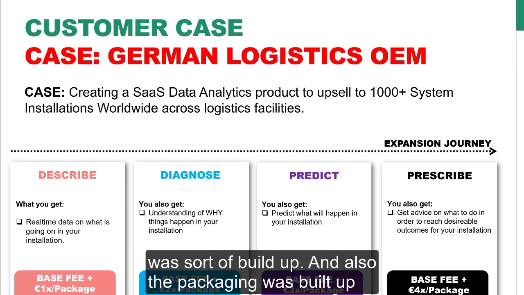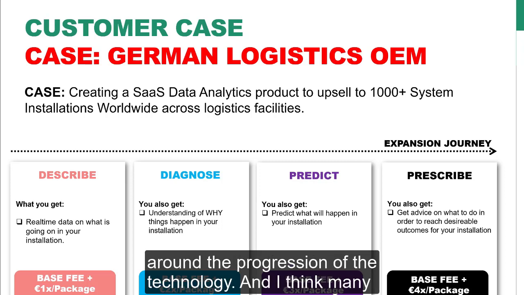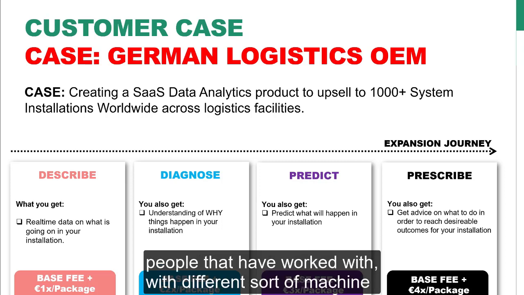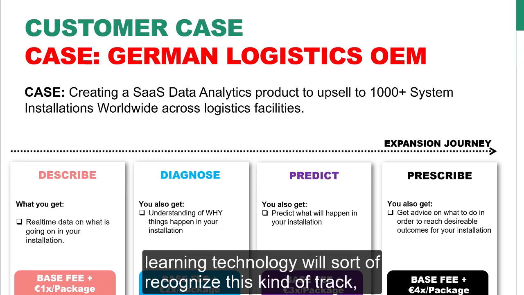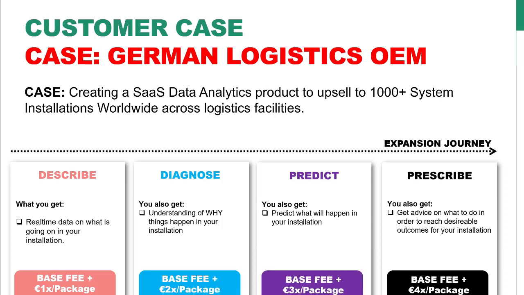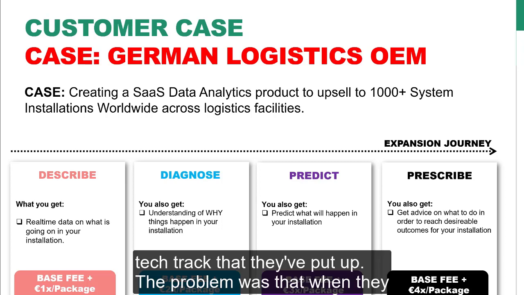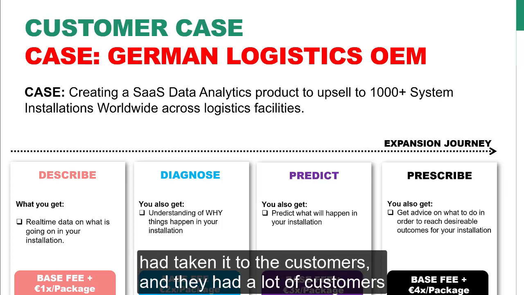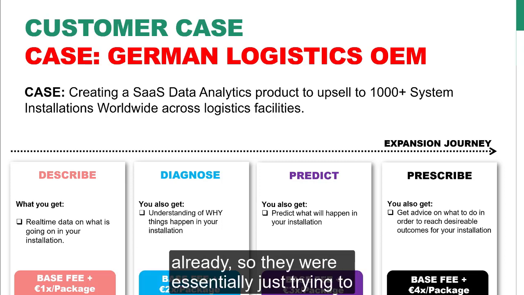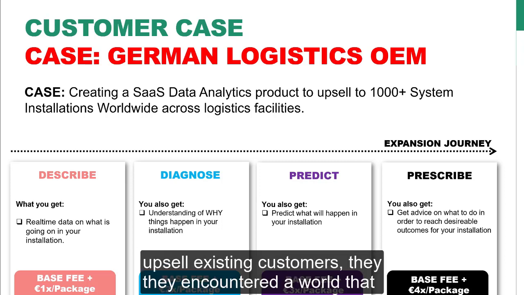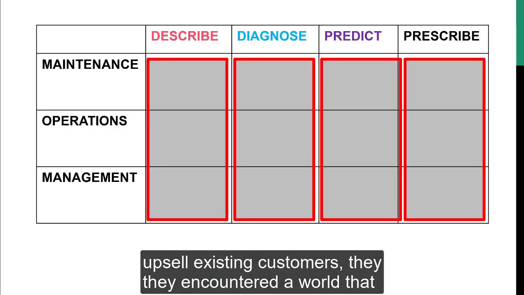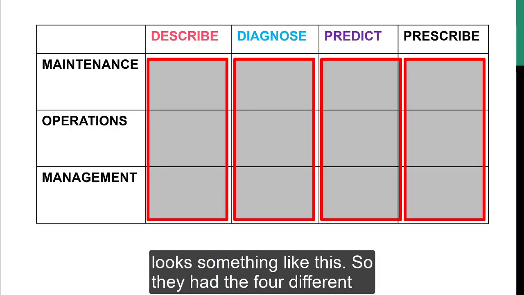So the technology was built up, so the packaging was built up around the progression of the technology. And I think many people that have worked with different machine learning technology will recognize this kind of tech track that they put out. The problem was that when they had taken it to the customers, and they had a lot of customers already, so they were essentially just trying to upsell existing customers, they encountered a world that looked something like this.